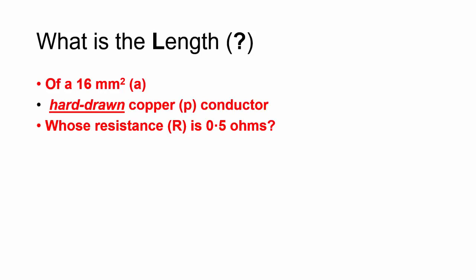So the information we have: 16mm is A, which stands for your cross-sectional area. Rho, P, it's hard drawn copper, so we know it is going to be 1.78. And the resistance is given to us as 0.5 ohms.